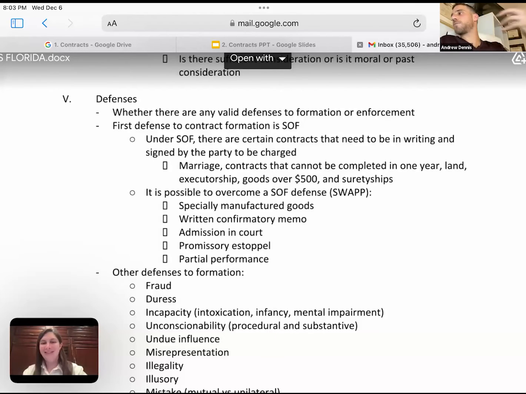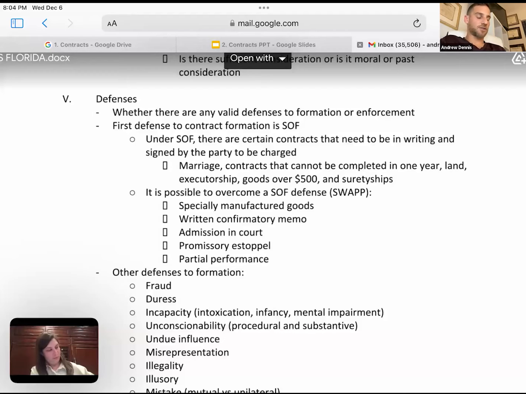So contracts for marriage, that's prenups, and in Florida, postnups by statute need to be in writing. Contracts for land always need to be in writing. Executorships. When you think of an executorship, think of someone who's going to be in charge of your estate after you die, or someone who's going to be in charge of your personal affairs if you become incapacitated. Sale of goods over $500, pretty clear. And then suretyships or guarantorships. That's just a promise to pay the debt of another. So they all need to be in writing.